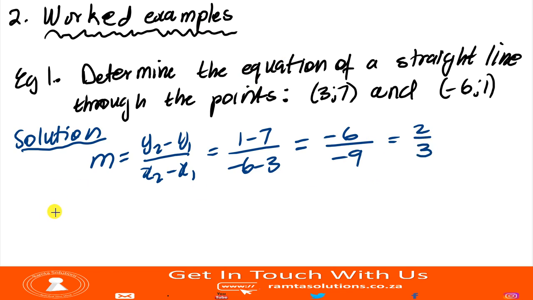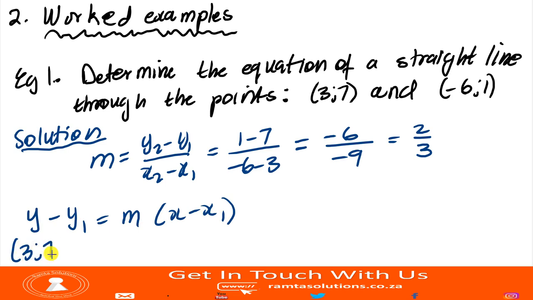Now, finding the equation, I will say y minus y sub 1 equals m into x minus x sub 1. Remember, guys, even if you use the gradient-intercept form, it's still okay. I prefer the point 3 and 7, but you can use either of them. So what is y? I put 7.